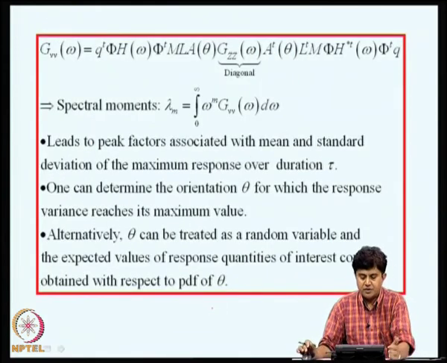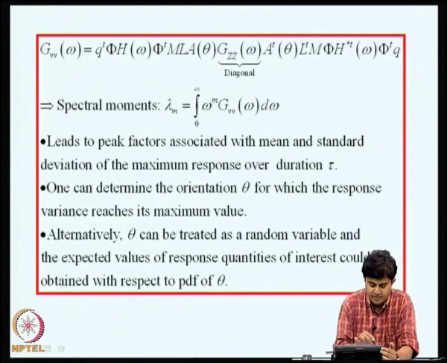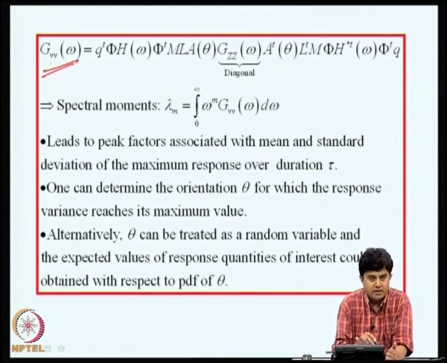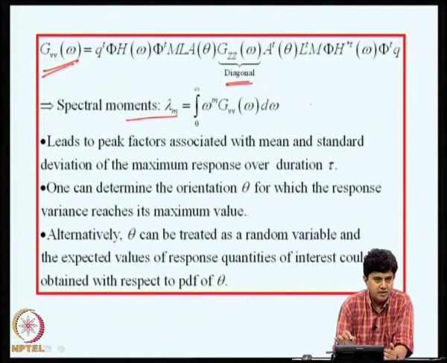Now, if we substitute all this, we get this final expression for the power spectral density function of the required response variable. This is a diagonal matrix that is sitting inside this fairly long expression, and once we know the power spectral density function, we can evaluate the spectral moments, the peak factors, and carry out any reliability study that we would like to perform.